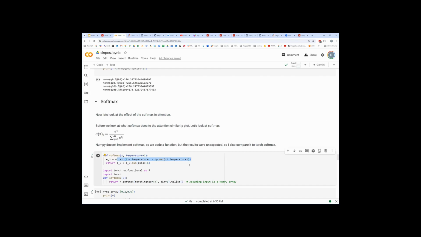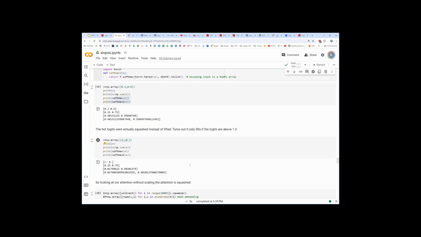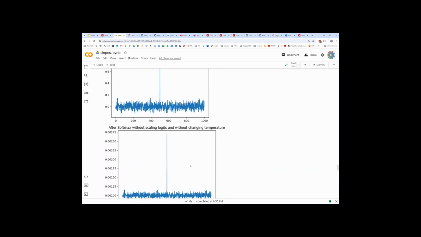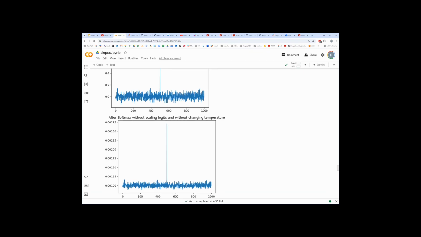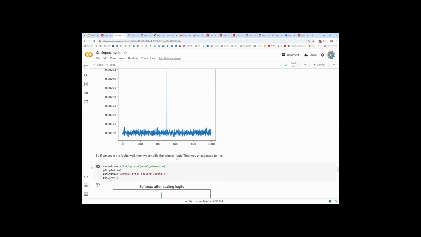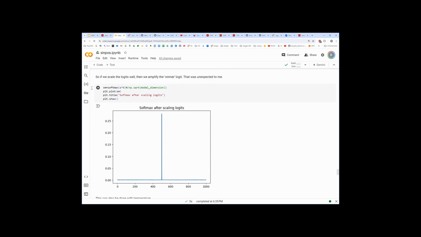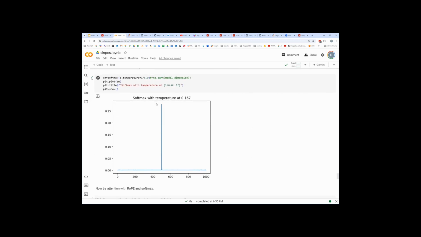So you can essentially scale up or scale down those logits based on temperature with respect to the softmax. Raw logits, without changing the temperature, look about the same-ish, maybe a little squashed. But if you apply a temperature, here I scaled the logits and I get a really high winner takes all. And here I did the same thing using temperature instead of scaling the logits. So anyhow, this isn't RoPE, but it's a little intuition about softmax.